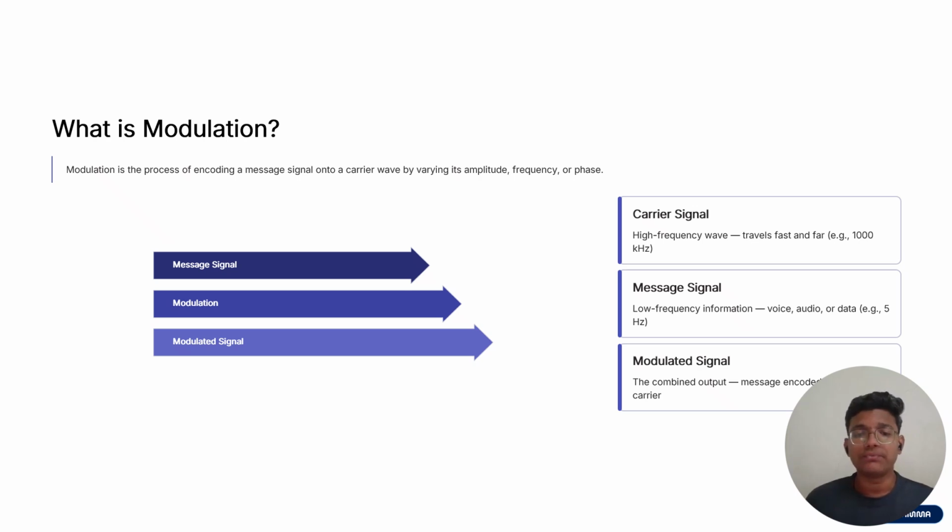Second is the carrier signal. This is the high frequency wave. It doesn't contain the actual message by itself, but it can travel fast and far. Third is the modulated signal. When the message signal is added onto the carrier by changing amplitude, frequency, or phase, we get the modulated signal. A simple example: the message signal is like a passenger and the carrier signal is like a vehicle. The passenger alone cannot travel far quickly, but with a vehicle it can travel a long distance. Similarly, the carrier wave carries the message signal.